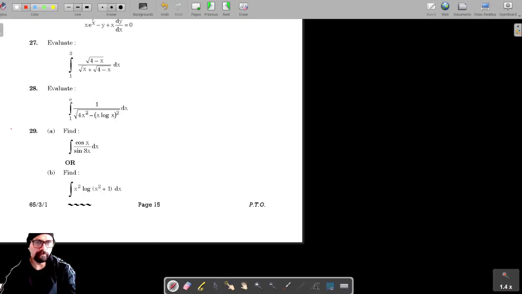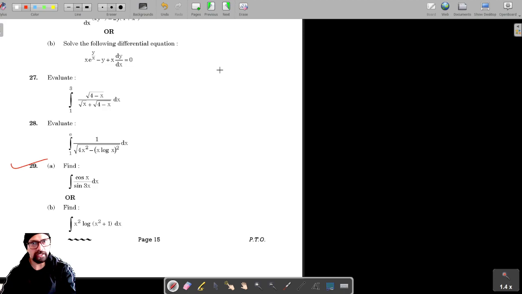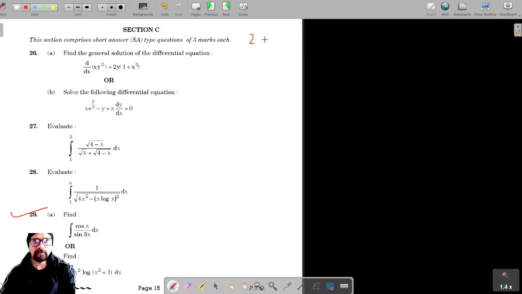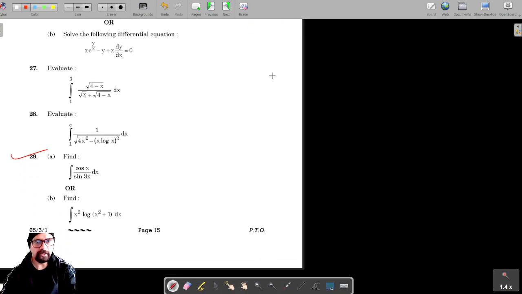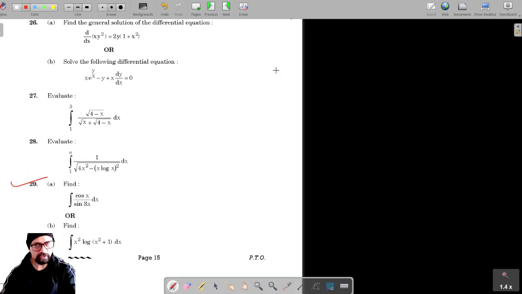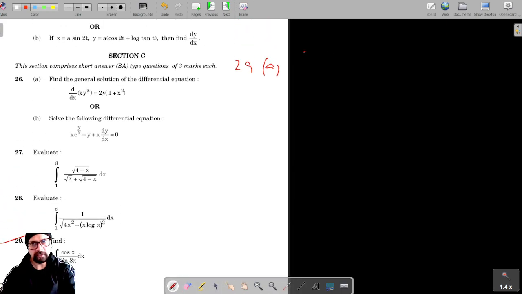We are going to solve question number 29, part A. So, question number 29, part A, then we have to integrate. Let's say our integral I is equal to the integration of cos x by sine 3x.